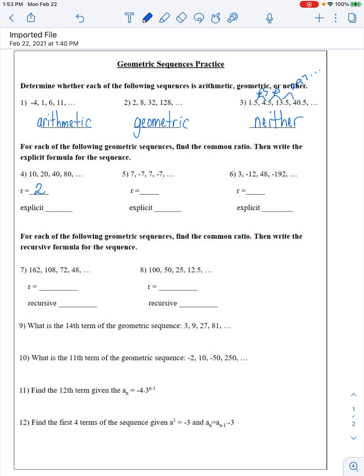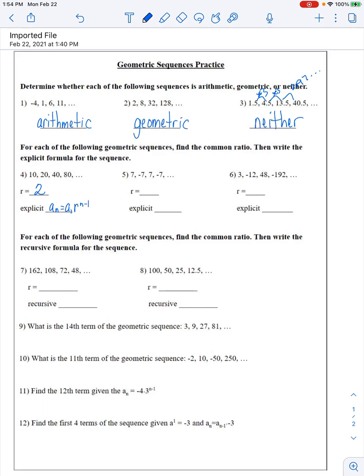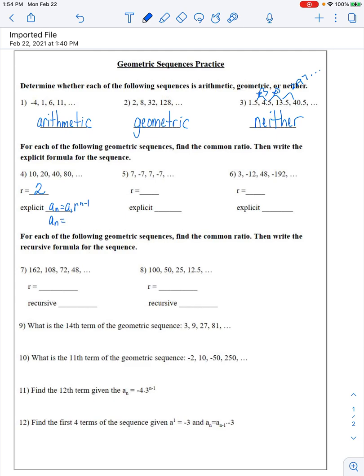Now my explicit formula, the general explicit formula, is a sub n equals the first term times the common ratio to the n minus 1 power. So now let's plug in what we need. We're going to say a sub n equals the first term, which is 10, times my common ratio, which is 2 to the n minus 1 power. So that is my explicit formula. Let's go on to number 5.